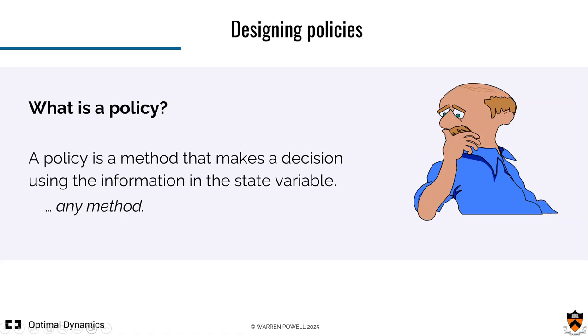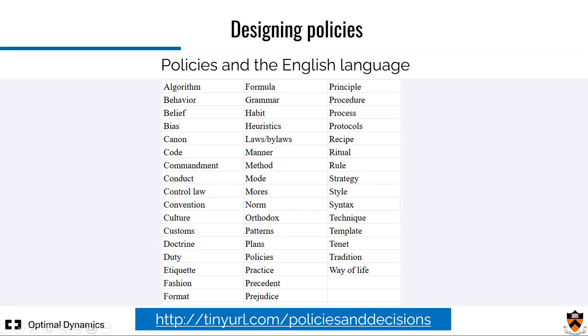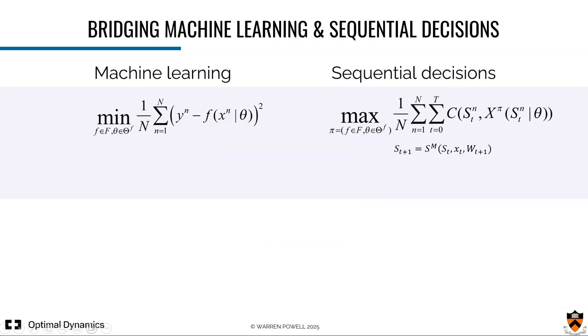So we're going to start with, what is a policy? I get this question a lot. A policy is a method that makes a decision using the information in a state variable, any method. So I'm up to almost 50 words in the English language, any one of which means how to make a decision, in the right context.